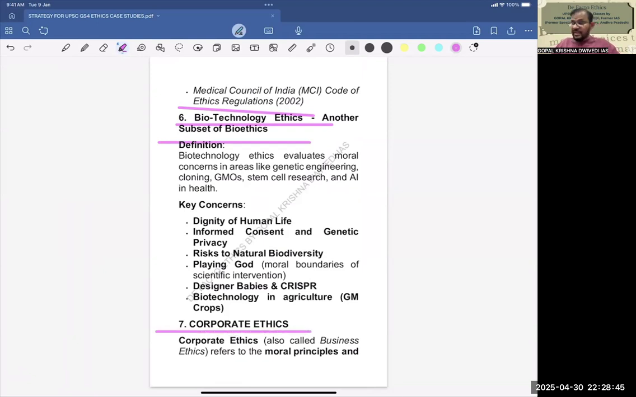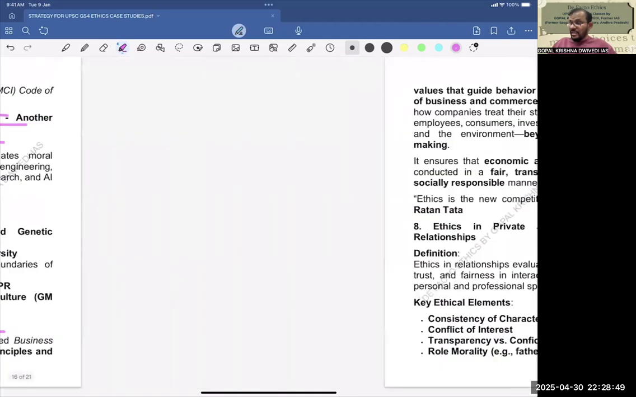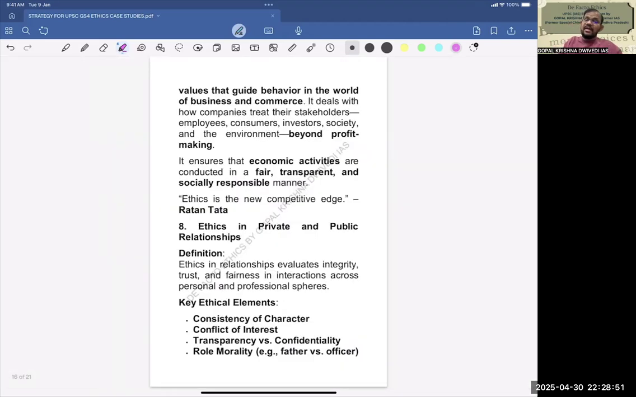Then corporate ethics. This is also called business ethics. Wherever case studies are related with corporates or business, then this corporate ethics will apply. These relate to values that guide behavior in the world of business and commerce. Economic activities should be fair and transparent and socially responsible. So all these things we should know as far as business ethics is concerned.